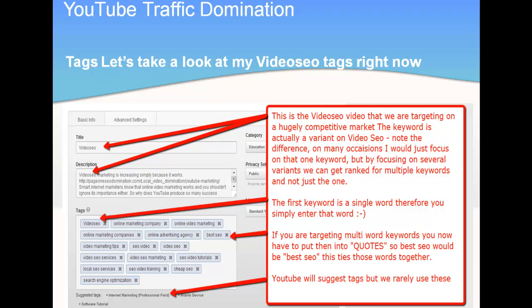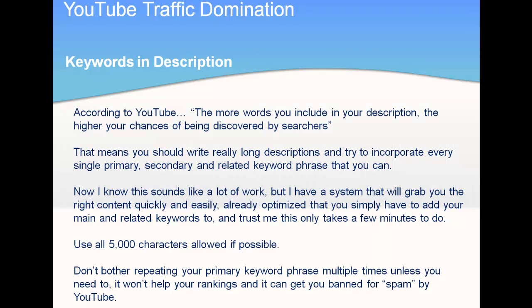The first keyword is a single word, therefore you simply enter that word. If you're targeting multi-word keywords, you now have to put them in quotes. So best SEO would be best SEO inside quotes. This ties those words together inside YouTube. YouTube will also suggest tags, but we rarely actually use these. And of course, the only single word I've actually used here, because I'm laser targeting this particular video, is video SEO as one word.